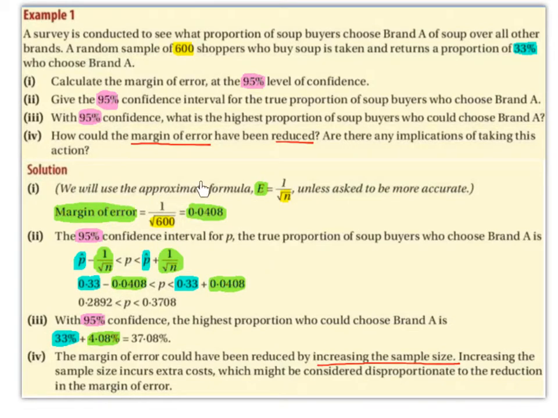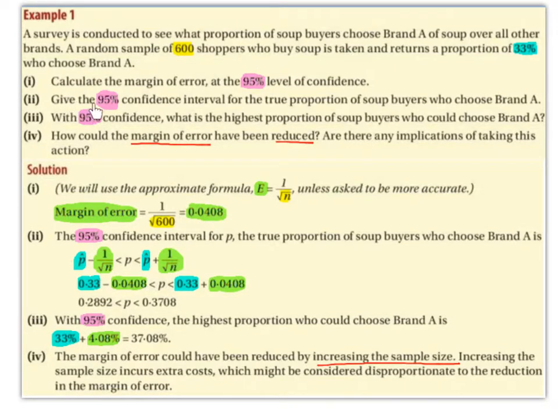So we will use the approximate formula that E equals 1 over root n, unless we're asked to be more accurate. So if they asked you to be more accurate, or they asked you to use the standard tables, then you would do so, but otherwise it's okay to use this. So E, the margin of error, is equal to 1 over root n, and n is 600 because that's what the sample was, so 1 over root 600 is 0.0408. So this is the margin of error.